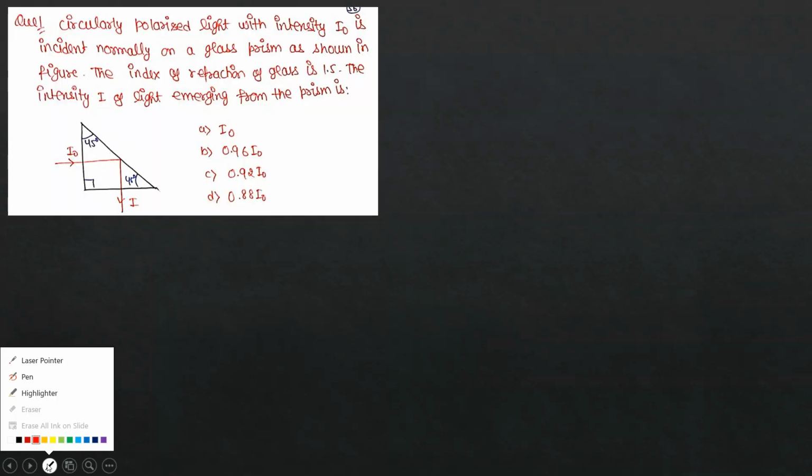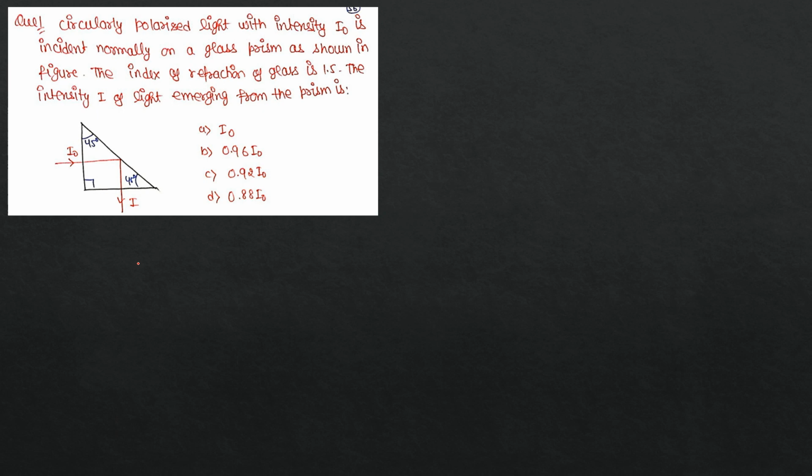Yeah, this is a question here. Circularly polarized light with intensity I naught is incident normally on a glass prism as shown in the figure. The refractive index is given as 1.5. The intensity I of light emerging from the prism is asked. Light is coming in with I naught and going out with I, at 45 degrees.